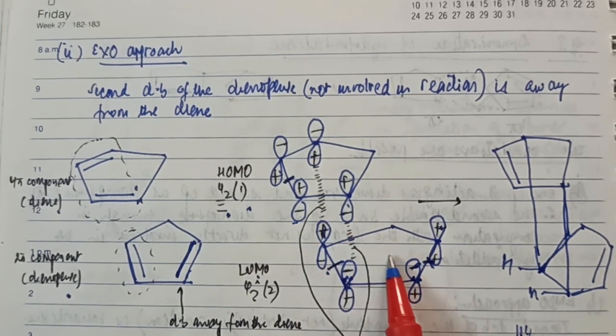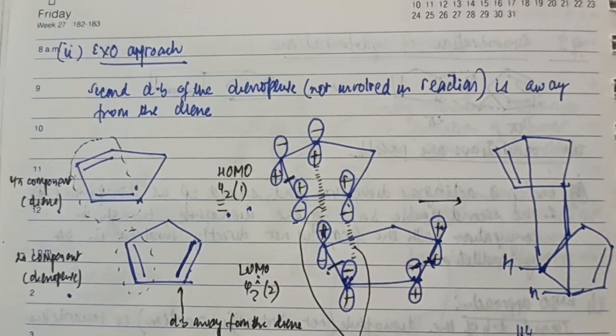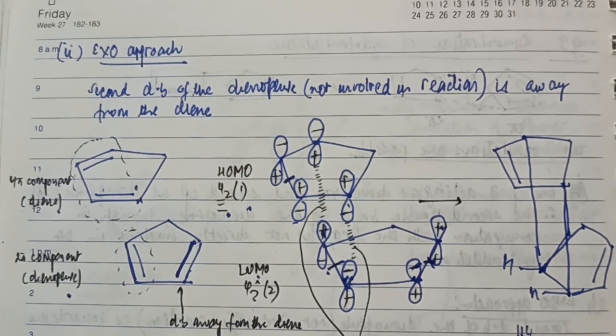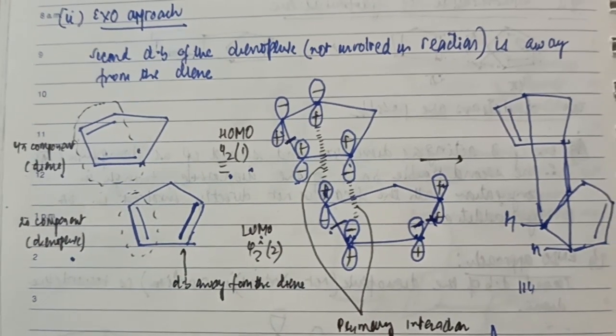They can interact in a bonding fashion, but the problem is they are very far from one another. They are not in a position that they can interact properly. And if they cannot interact properly, there will be no favorable secondary orbital interactions present in the case of exo orientation. The only control in the case of exo orientation is the steric control. That means the reaction will follow a kinetic pathway. Right. What will be the product?